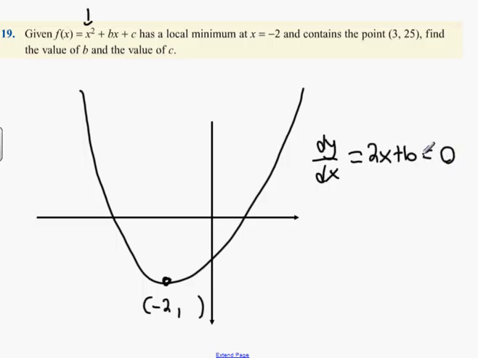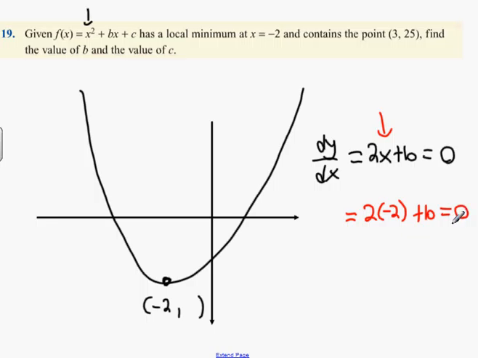Now, we've solved this answer already because it's already given us the answer. The answer is x equals minus 2. So therefore, if we replace x with minus 2, it should balance. Because remember, we used to differentiate, put it equal to 0, and then we find the x point. It's already told us what the x point is. Okay? So what we're going to do is 2 times minus 2 plus b equals 0.